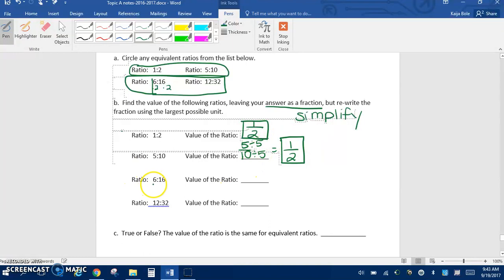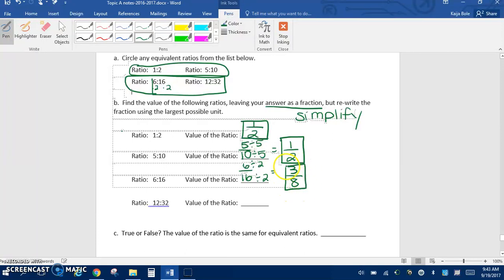Right here we have 6 to 16, so first we write it as a fraction. And then we ask ourselves, can we simplify? And yes, we can. We can divide both numbers by 2. So go ahead and do that. So then we get 3 over 8. And that is the value of our ratio.